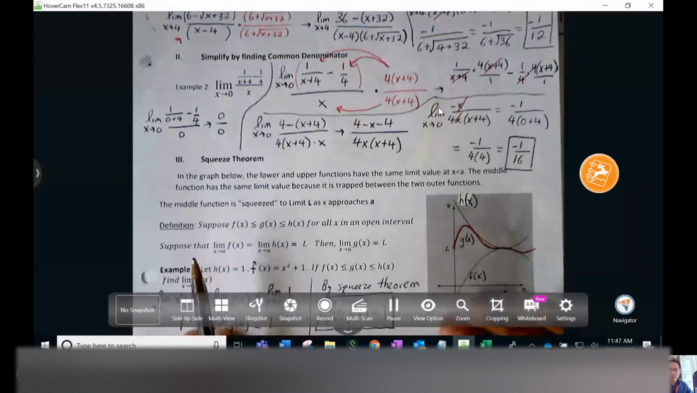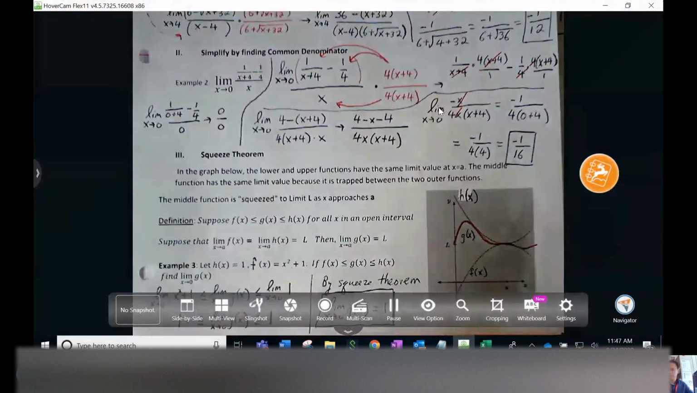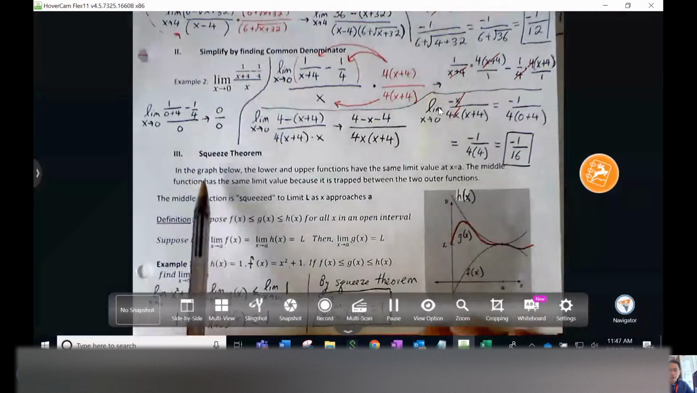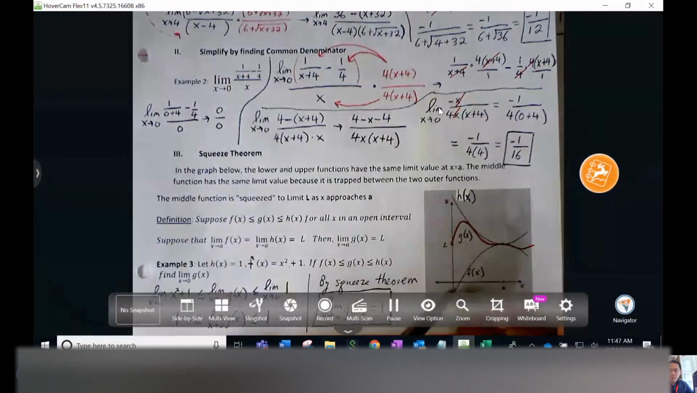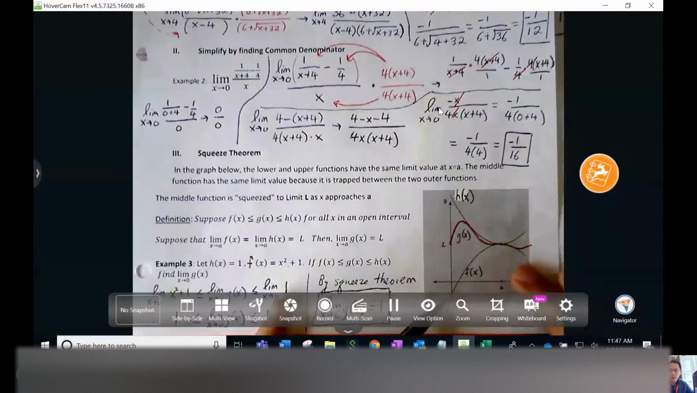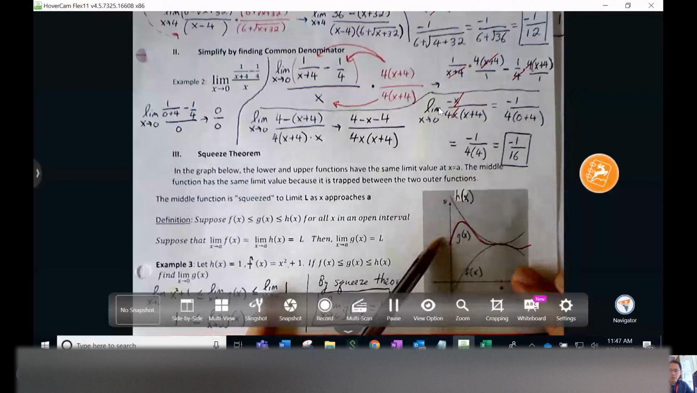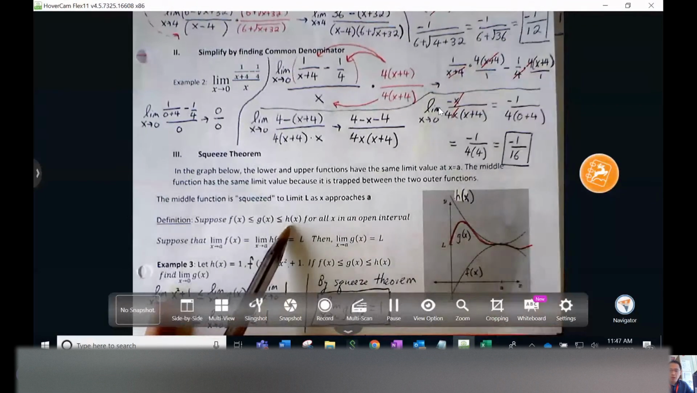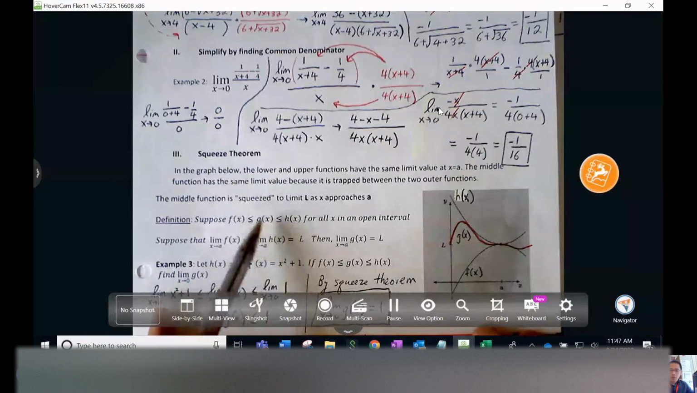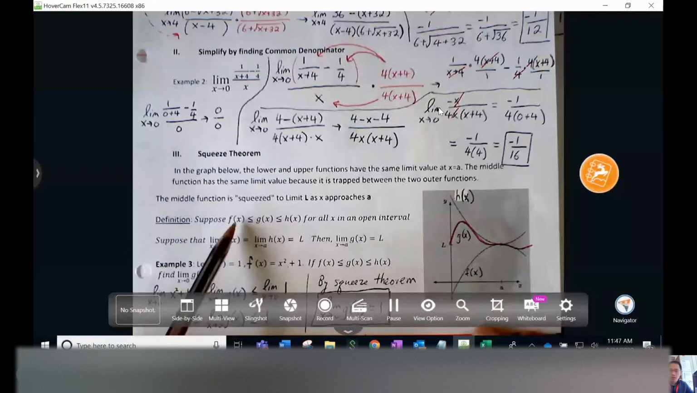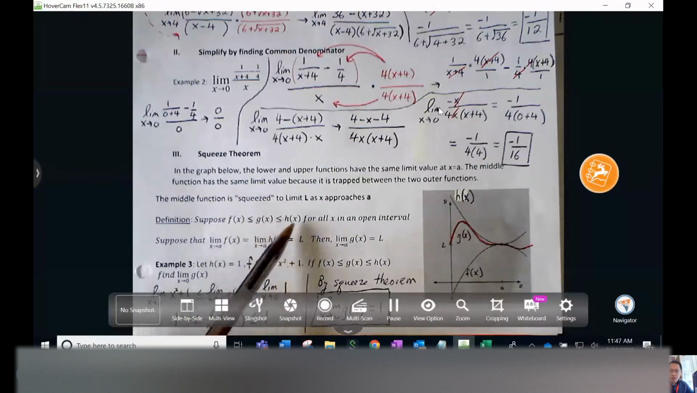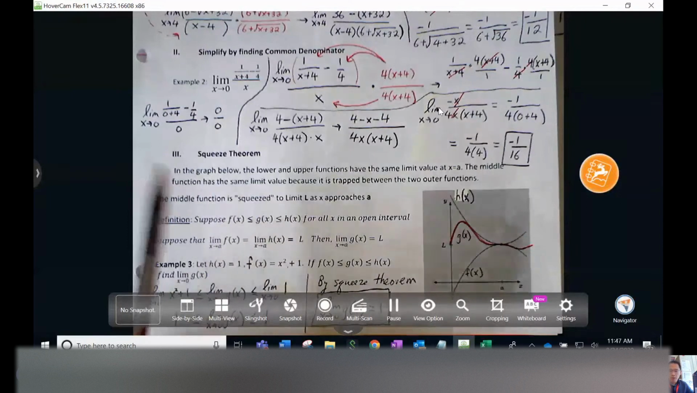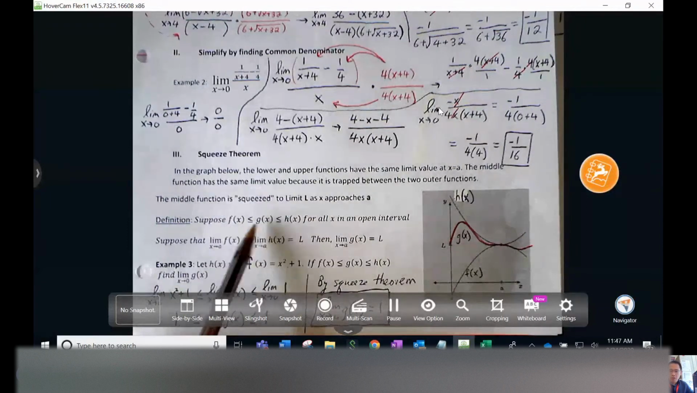So let's talk about squeeze theorem. Let's say we had three graphs. There's the lower graph, the F. There's the middle graph, which is the G, and let's say there's the upper graph, which is the H. And by lower, middle, and upper, what I mean is location. If we just draw a vertical line down at any point, F is always going to be the lowest, G is the middle, and H is going to be the highest.